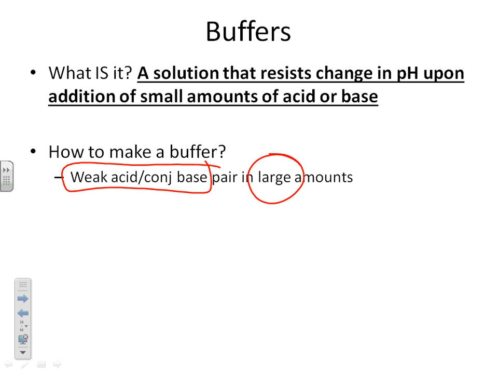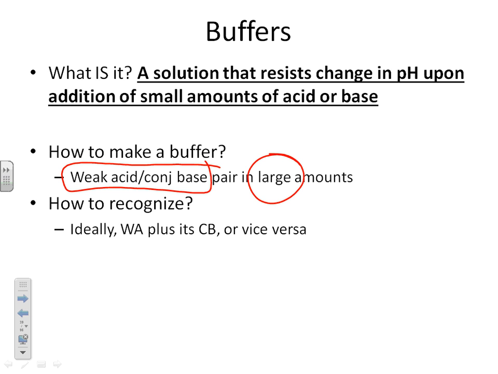You need a lot of them because you need a lot there to anticipate possible external acids or bases being added to it and to kind of deal with that. How are you going to recognize a buffer if you have a buffer solution in front of you? Well, ideally, and this is ideal, you want to pick the solution that's got, via this definition, a weak acid and its conjugate base together, because if you've got that together, then you know you can resist changes in pH.